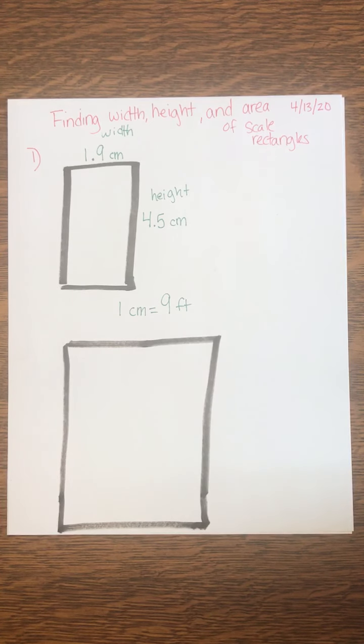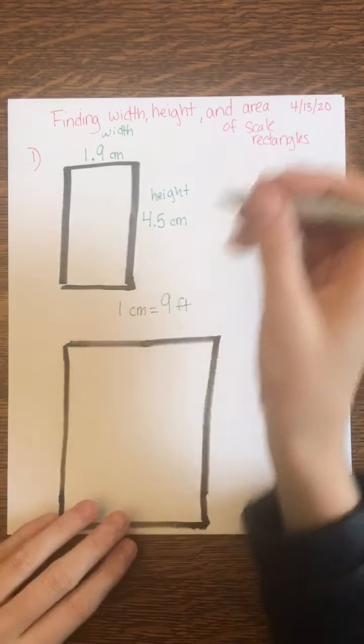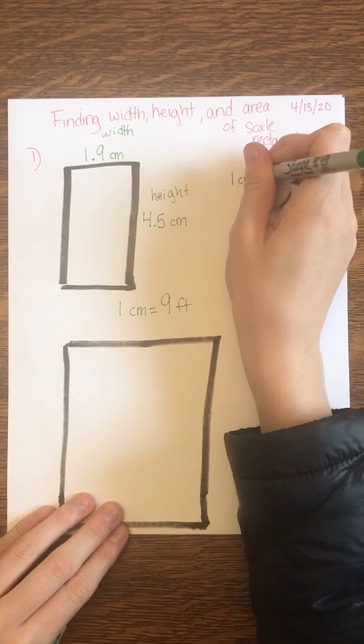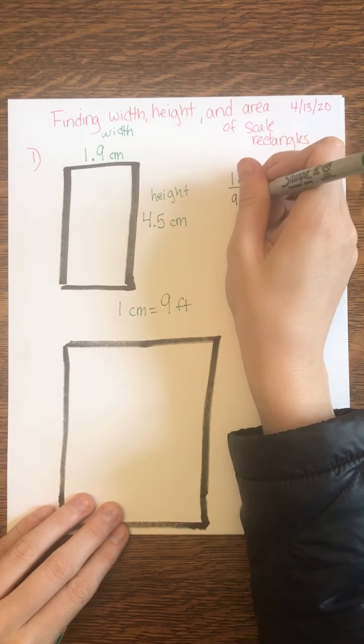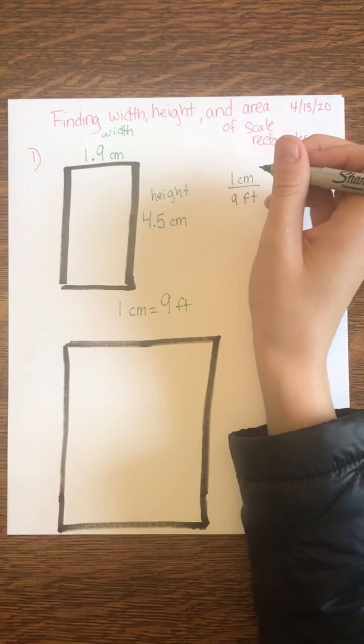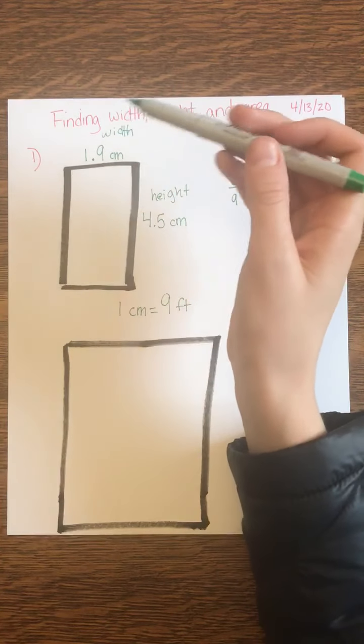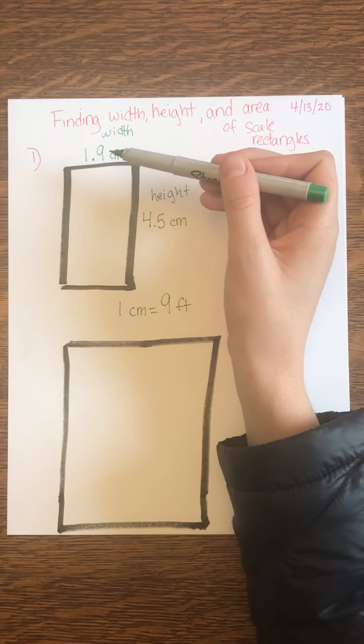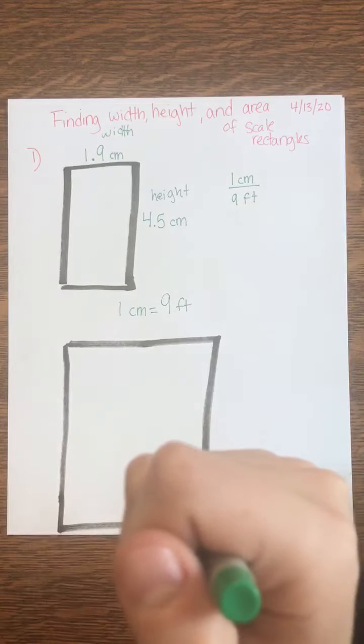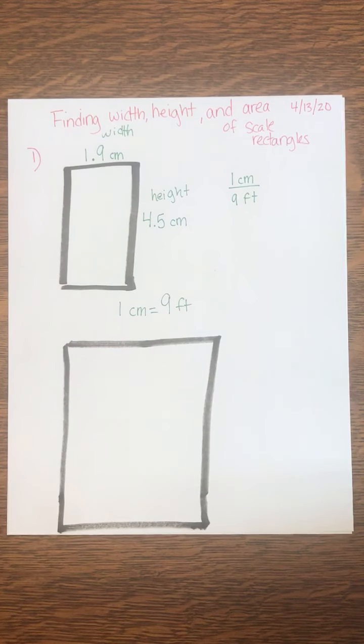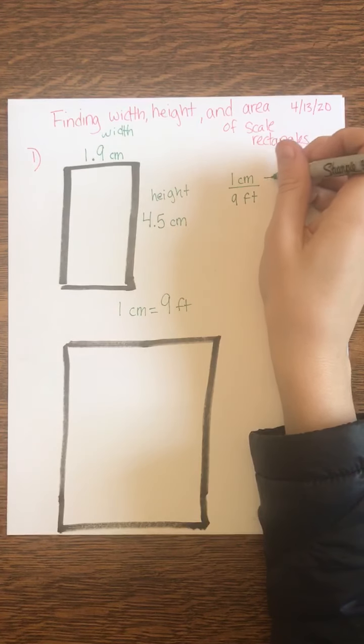We are given a very important proportion. 1 centimeter is equal to 9 feet. So that means that the model, 1 centimeter, is the same thing as 9 feet of the really large rectangle we're solving for. So I can use this proportion to solve for the width in feet of our large rectangle.